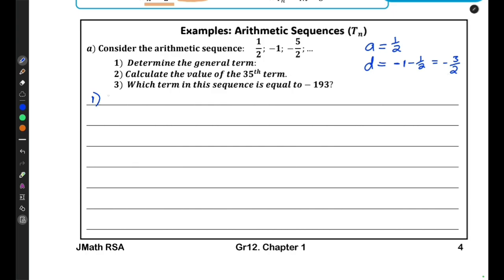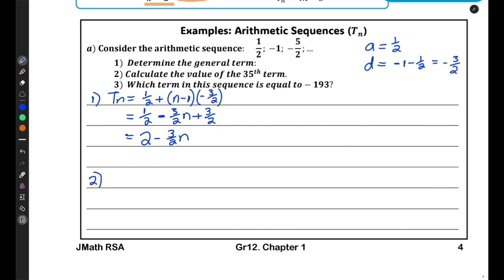So determine the general term. I can then say Tn is equal to A plus n minus 1 D. Now I know A is a half plus n minus 1, and D in this case is minus 3 over 2. Now it's just a simplification sum, and I'm just going to distribute in, and then we're going to get the answer. So minus 3 over 2n plus 3 over 2. Final answer will then be 2 minus 3 over 2 n. Doesn't matter if the n's are first, the numbers are first, that is up to you, as long as both of them are just there.